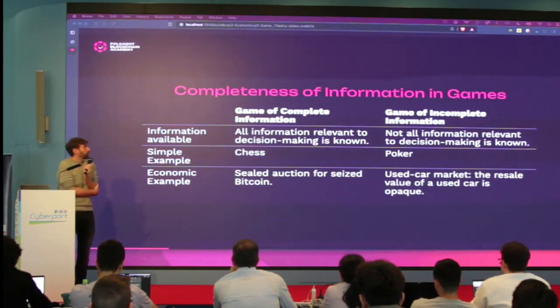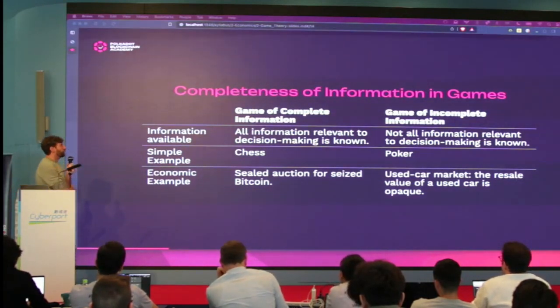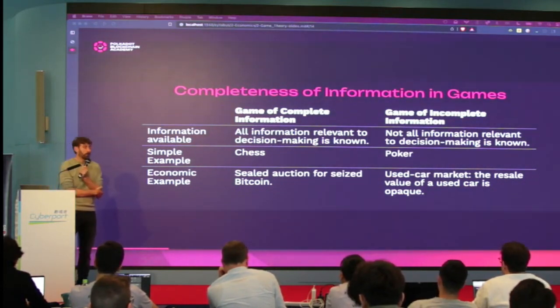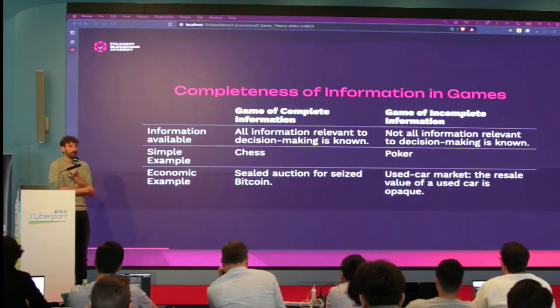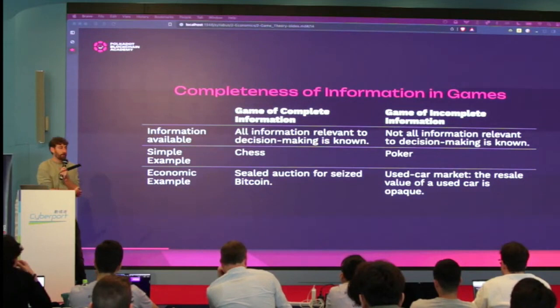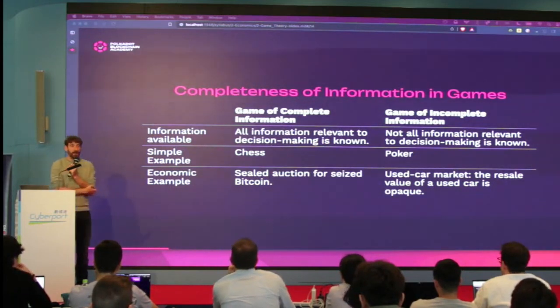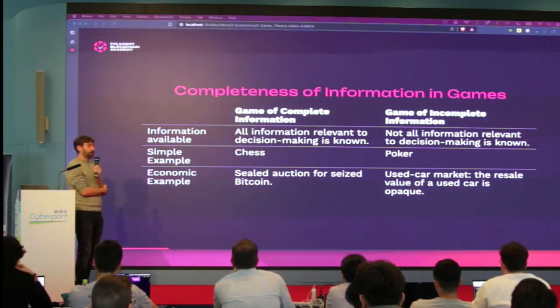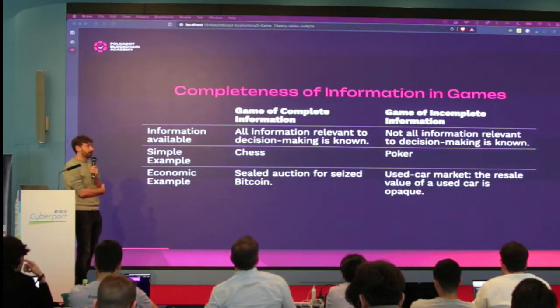Then there's also completeness of information in games. There's a game of complete information, where all the information relevant to decision making is known. For example, chess: the board is open, you can see exactly what the state of the game is, and you also know exactly what actions the other one can take.